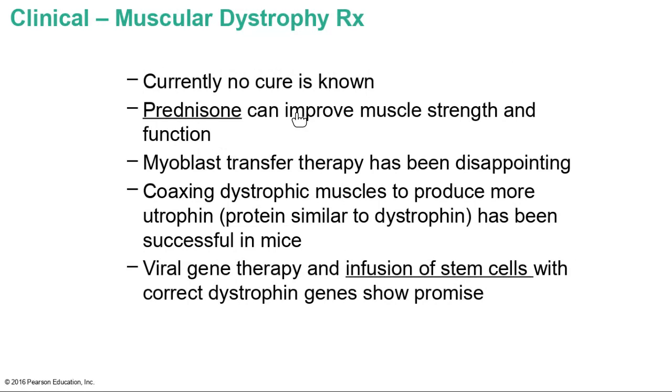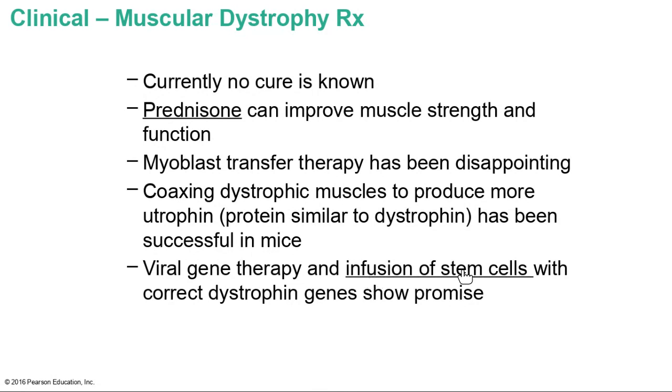Again, there is no known cure right now. Prednisone or other similar steroids can help a little bit, by way of their effect on reducing inflammation. There's a lot of research going on right now trying to figure out how to fix the disease. Of course, stem cells are always promising.